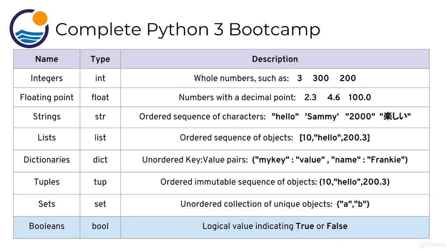Then finally, we'll talk about booleans, which are just logical values indicating true or false. Notice how we have capital T and capital F. That sort of syntax is necessary for Python. So those are all the basic data types.